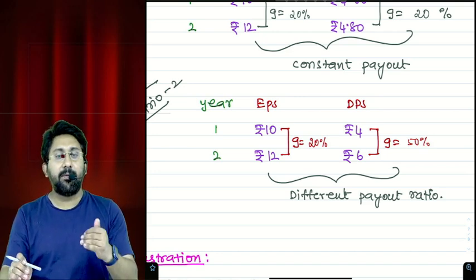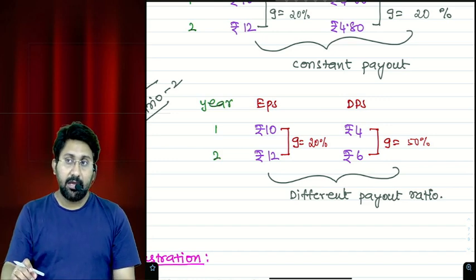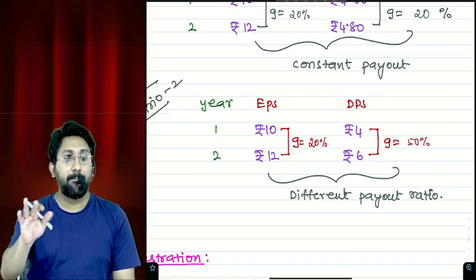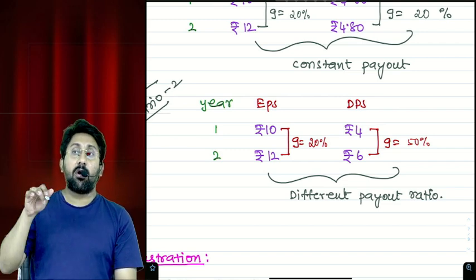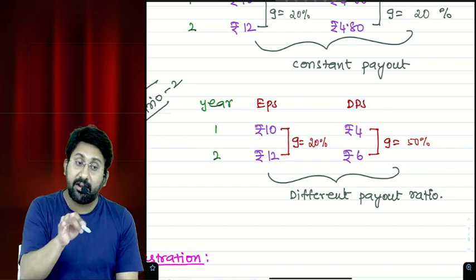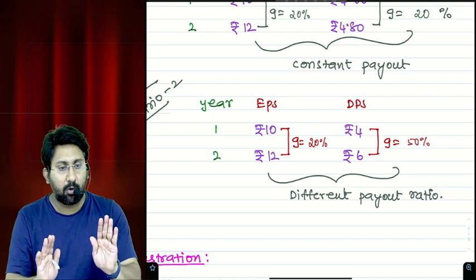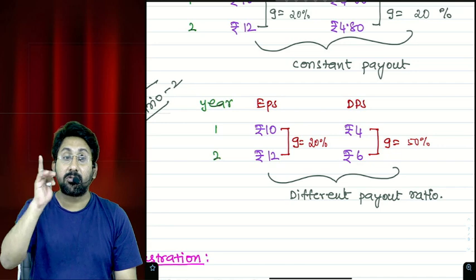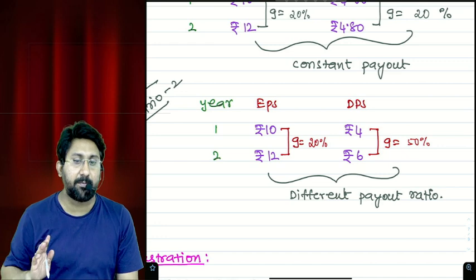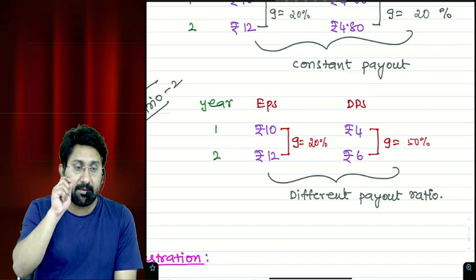Whether it is a growth in DPS or EPS, it is always a growth in EPS only. EPS growth will be reflected in the DPS, provided you follow the same payout ratio. That means if you have a constant payout, growth in EPS will become growth in DPS. But if you follow a different payout, growth in EPS is not growth in DPS. So only EPS growth we have to consider. Whether DPS growth equals EPS growth depends on the payout ratio, on some variable. Therefore, we should not consider that growth always means growth in EPS.